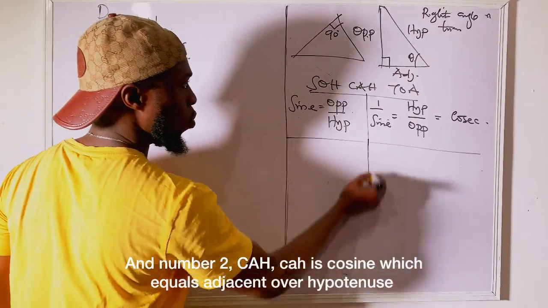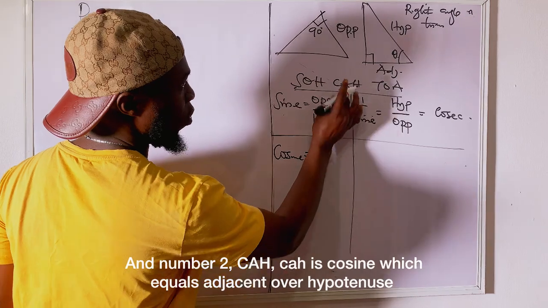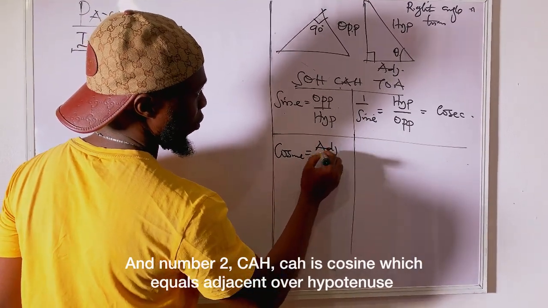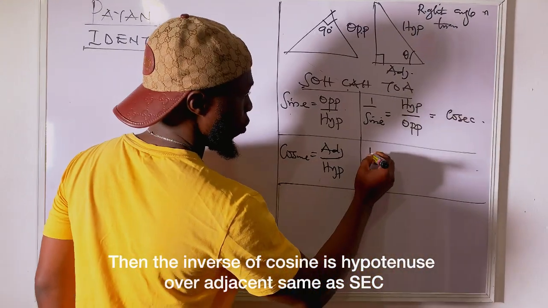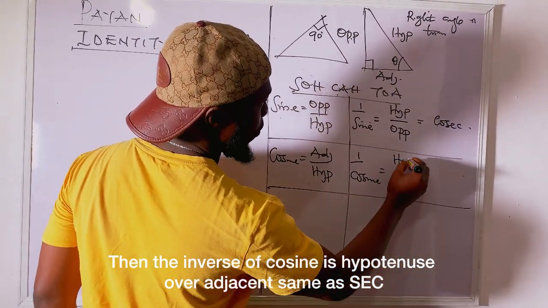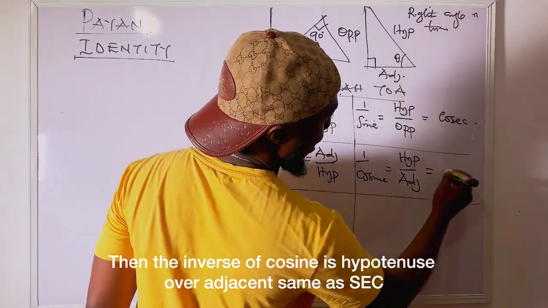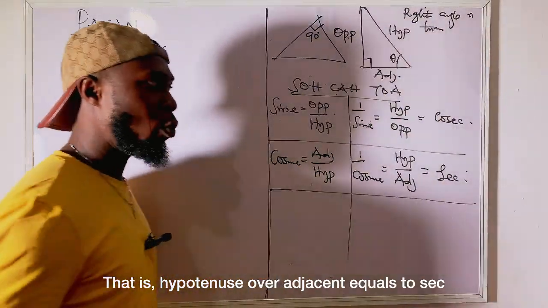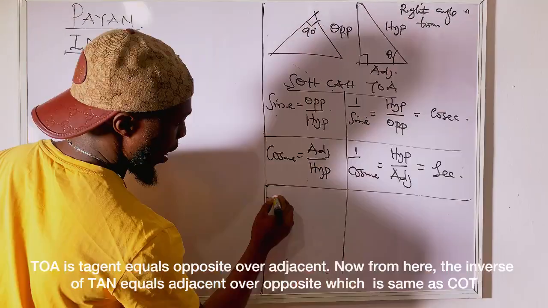And number two, cos is cosine. Cosine is adjacent over hypotenuse. Then the inverse of cosine is hypotenuse over adjacent, same as my sec. That is to say, hypotenuse over adjacent equals sec.